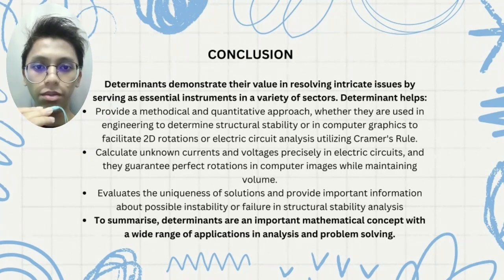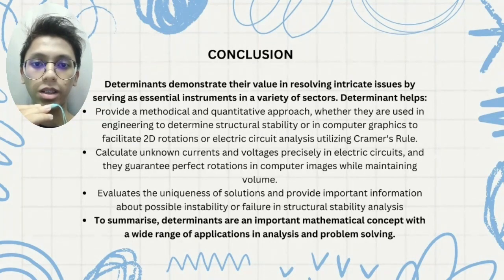To be more specific, firstly, determinants help to provide a methodical and quantitative approach, whether they are used in engineering to determine structural stability, in computer graphics to facilitate 2D rotations, or in electric circuit analysis utilizing Cramer's rule. Determinants also help to calculate unknown currents and voltages precisely in electric circuits, and they guarantee perfect rotations in computer images while maintaining volume. The use of determinants can also help to evaluate the uniqueness of solutions and provide important information about possible instability or failure in structural stability analysis.